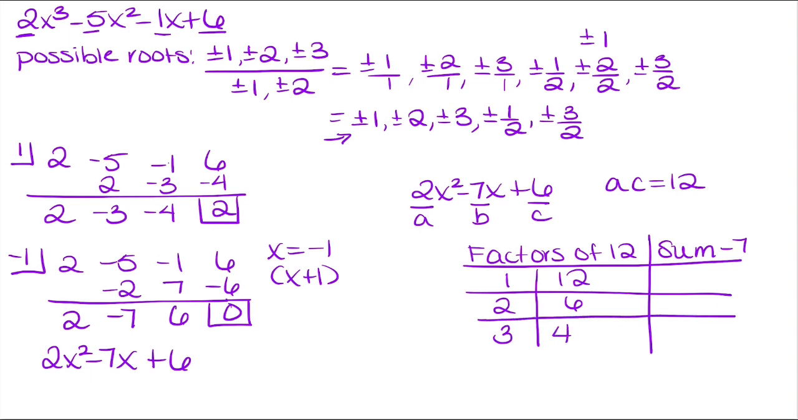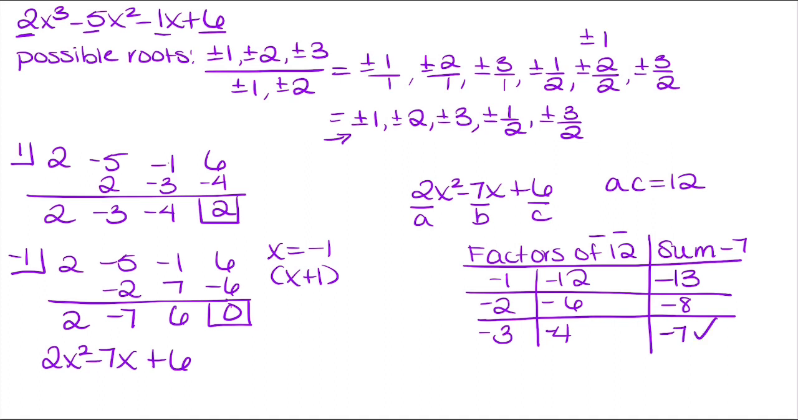So we have 12, so both are going to have the same sign, and since 7 is negative, both are going to be negative. So we're going to make all of these factors negative and figure out the sums. So we have negative 1 plus negative 12, which is negative 13. Negative 2 plus negative 6 is negative 8, and negative 3 plus negative 4 is negative 7. So that's going to be the correct pair.